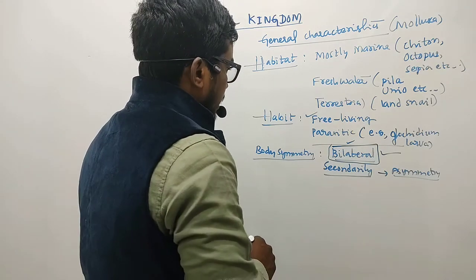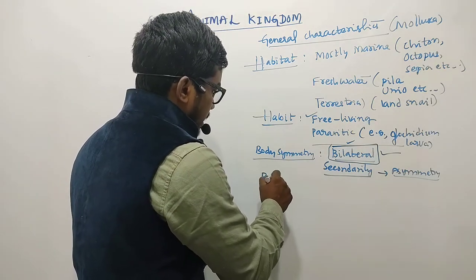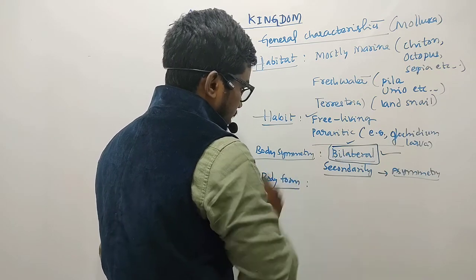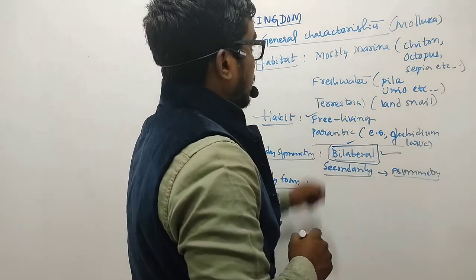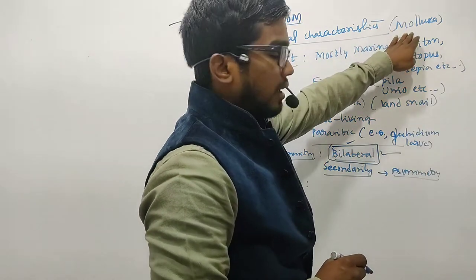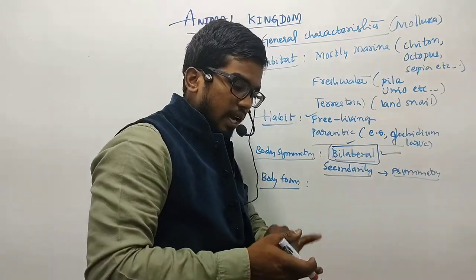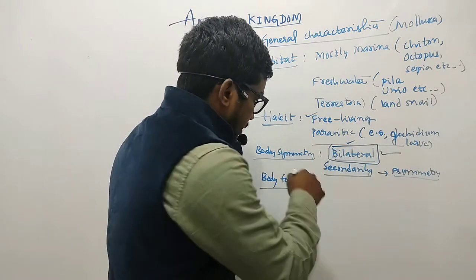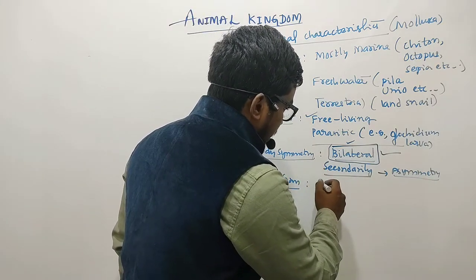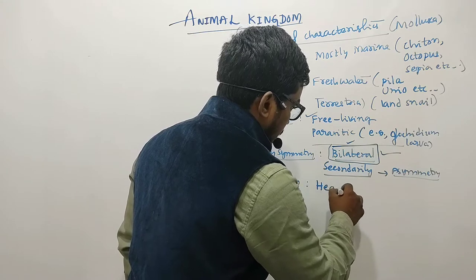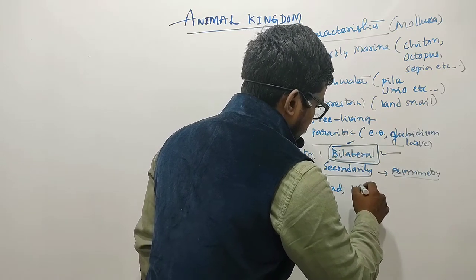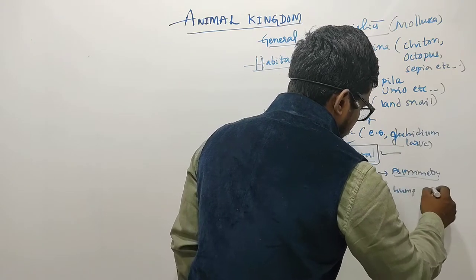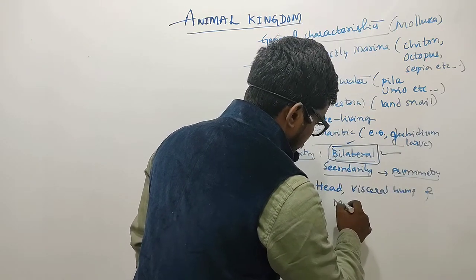Then moving on to their body form. I've already told you that these organisms are unsegmented and soft-bodied, possessing the shells. And their body is differentiated into head, followed by the visceral hump, and they have a muscular foot.